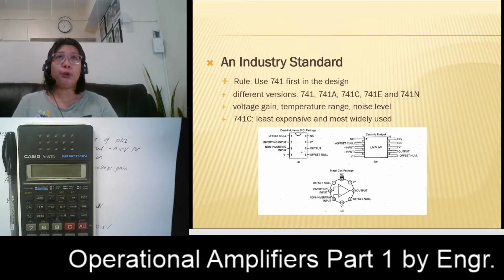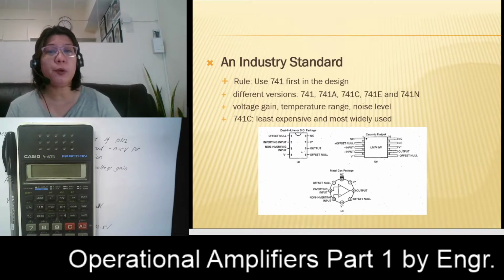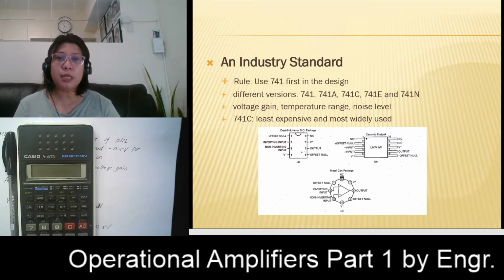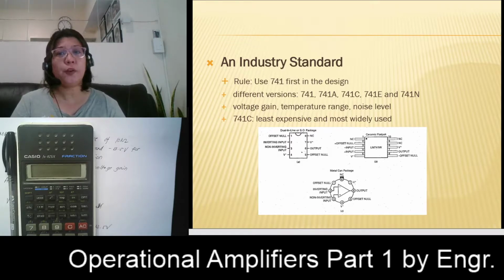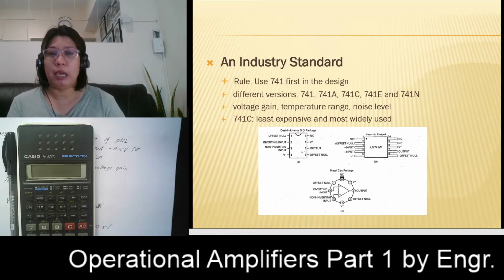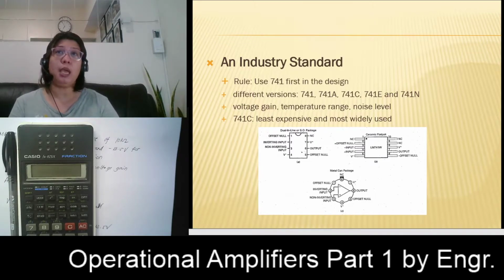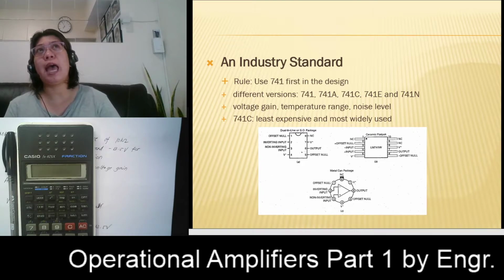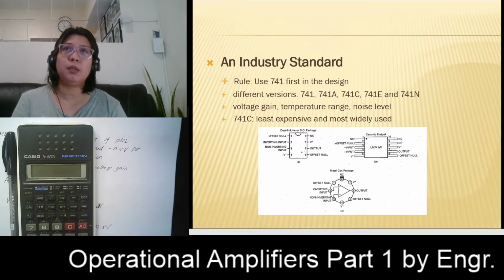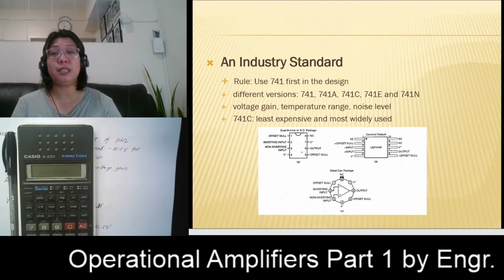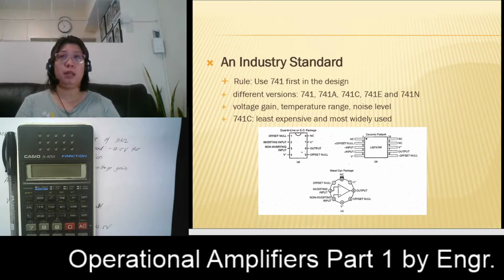Now there are different versions of the 741. We have your 741, 741A, 741C, 741E, or 741N. This depends on the applications that you are going to use your 741 for. Usually they differ in voltage gain, temperature range, noise level, and so on. But in the laboratory or in the academe, we make use of the 741C. Your 741C is commercial grade, and this is the least expensive and the most widely used.